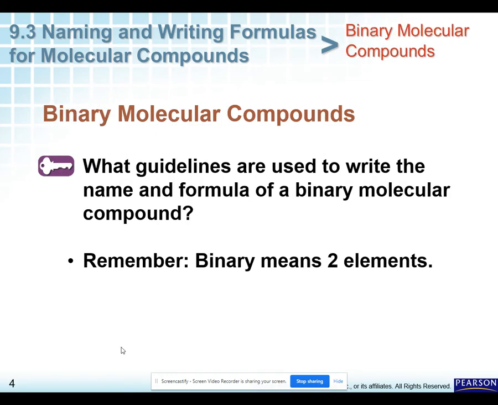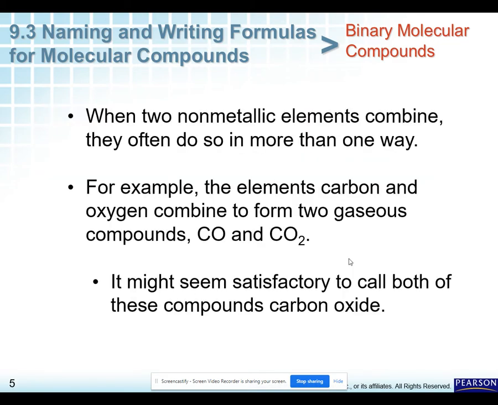If we were going to start off by learning how to write the name and write formulas, we have to understand some of the guidelines we're going to use. And for molecular compounds, they do get a little bit complicated, so we're going to only work with binary molecular compounds. Remember, bi means 2 elements. So when 2 non-metallic elements combine, they do so in more than one way. And when I say non-metallic, I just mean non-metals, anything that's not a metal.